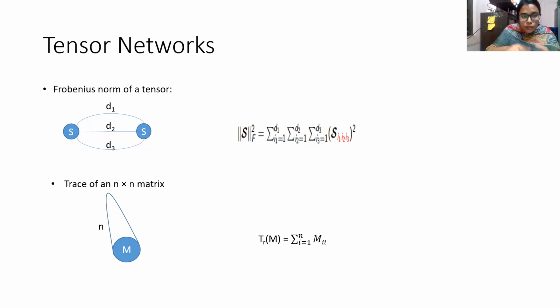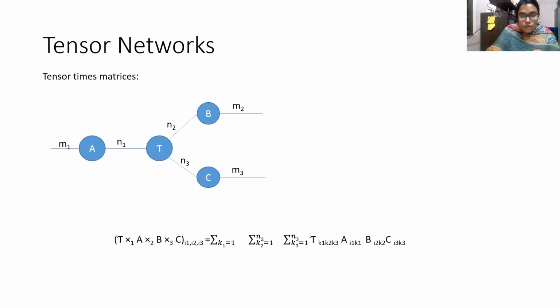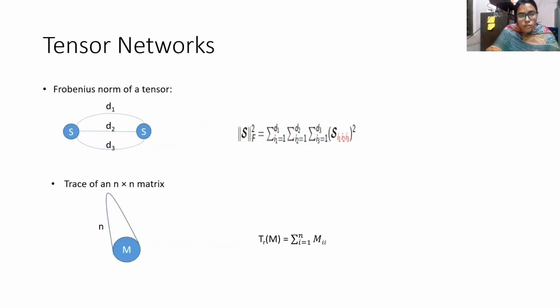Next one is the trace of an n by n matrix. It's a matrix, and it has a circle, an n by n matrix. In the trace of a matrix, there is no open edge, and the edge is connected to itself. So there are other kinds of tensor networks, but this is the very basics of tensor networks.